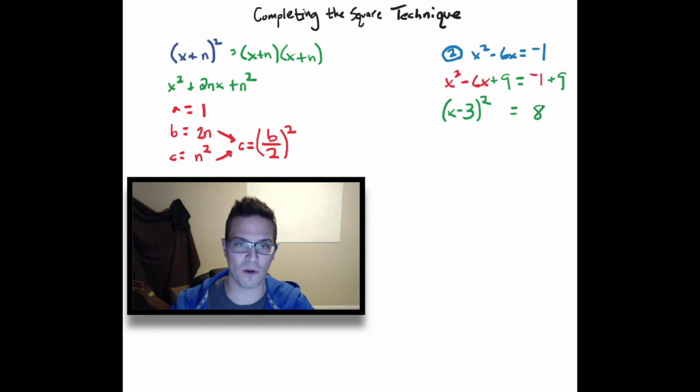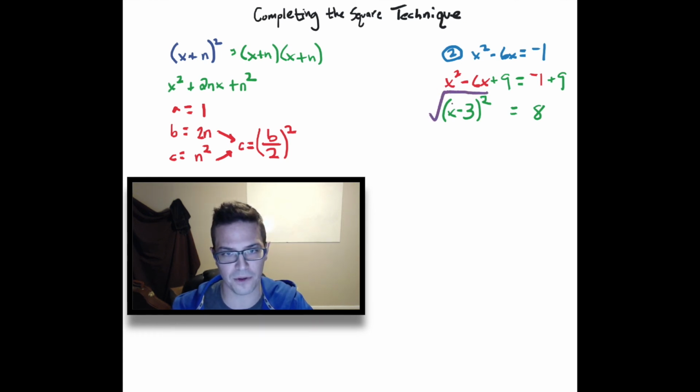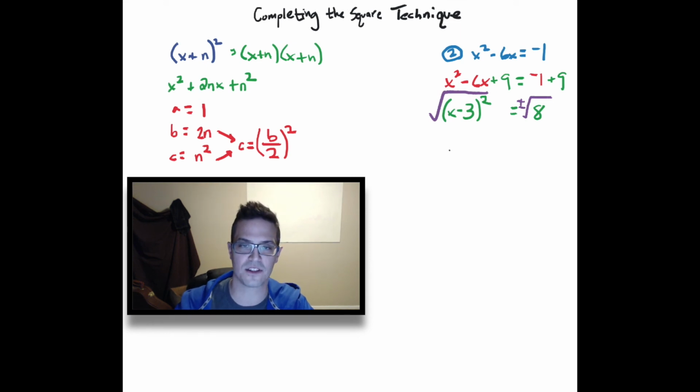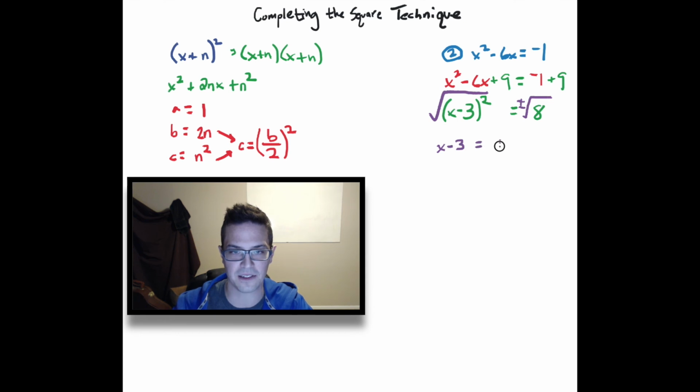Now again, I'm trying to solve for x. So the first thing that I'm going to want to do is to get rid of that square. So to get rid of that square, I'm going to have to square root both sides. Whenever you do the square root, you're going to have to do the plus or minus in there. So square root it and then plus or minus. This square and this square root are going to cancel out. So you're going to end up with x minus 3 is equal to plus or minus the square root of 8.